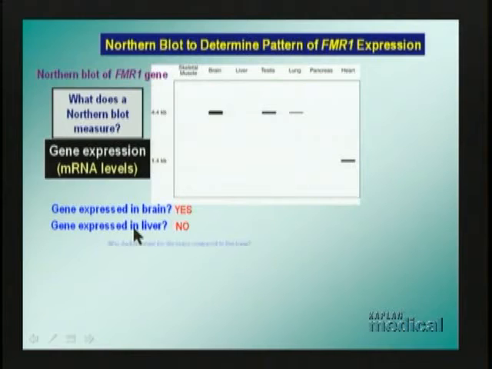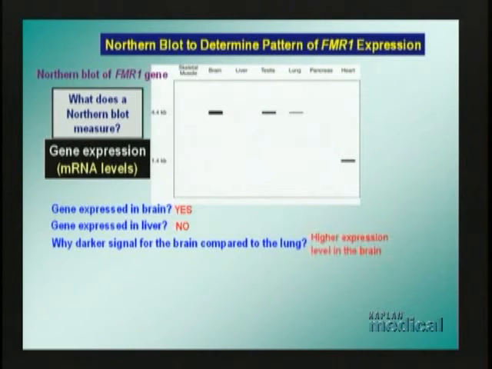Next question. Why the darker signal for the brain compared to the lung? So you go over here to the brain, notice how this brain band is much thicker than the band in the lung. Why is this one darker compared to this one in the lung? And the answer is the higher expression level in the brain. So again, what does a northern blot measure? It measures messenger RNA levels. So what this is saying is the brain has much more messenger RNA for FMR1 compared to the lungs.